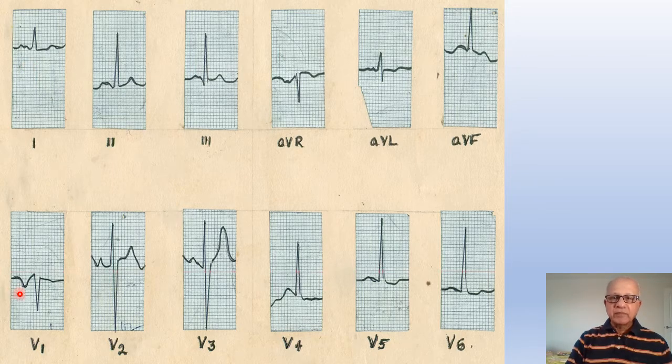In V1, the P wave is inverted and 2 millimeters in depth and width. Now this is the classical P mitral or the M-shaped P wave, which is indicative of a left atrial enlargement. But carefully, you should also look for left ventricular hypertrophy, which is not there in this patient. So a left atrial enlargement without left ventricular hypertrophy. Similarly, if you get a right atrial enlargement in any patient, always look for a right ventricular hypertrophy.